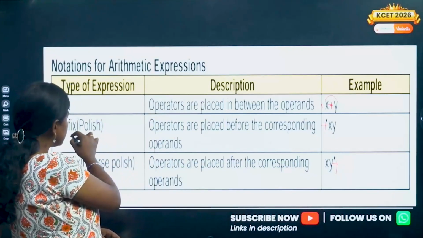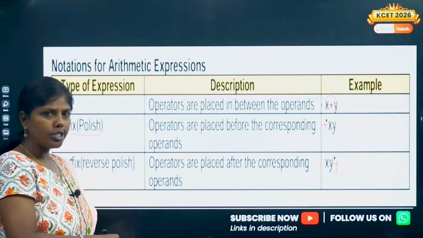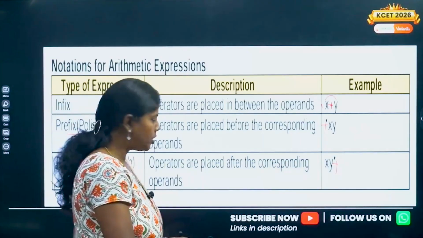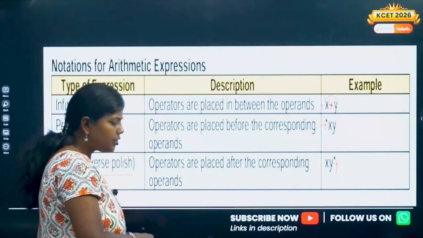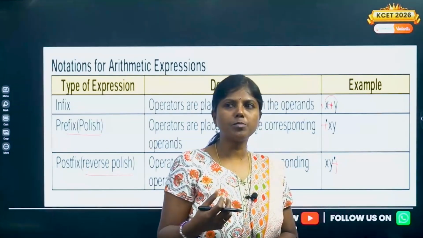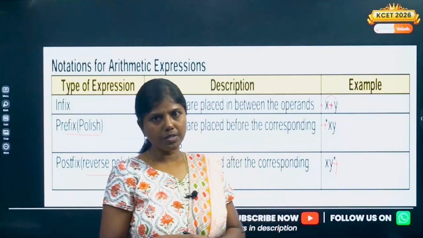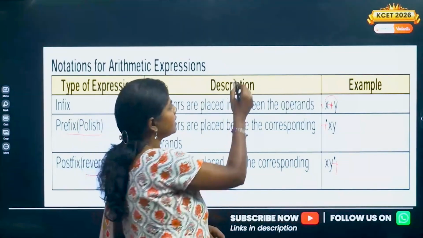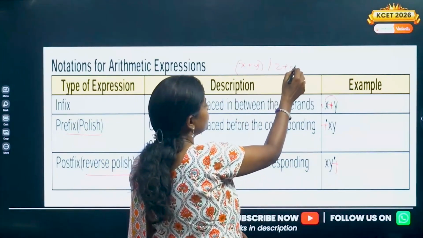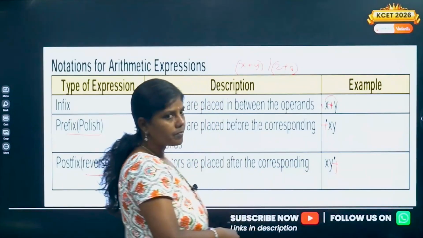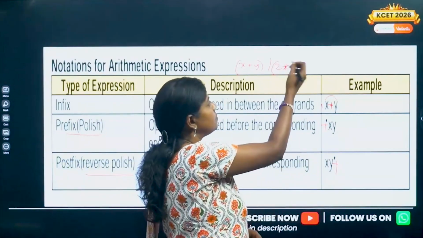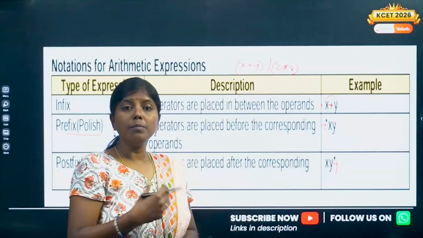So this prefix expression is also called Polish notation, and this postfix expression is also known as reverse Polish notation. Why do we have to go for prefix or postfix expression when we have an infix expression? Take a very simple example, x plus y and then z plus 8. We have so many operators: plus, multiplication, division, parentheses.